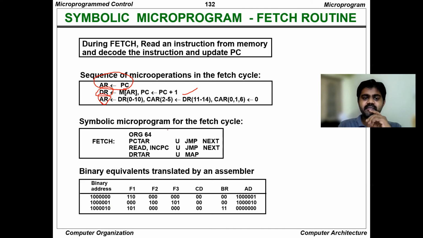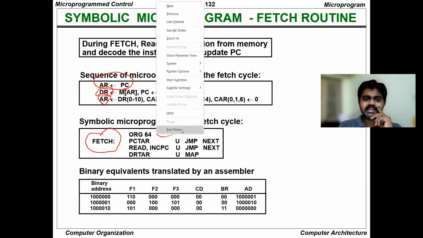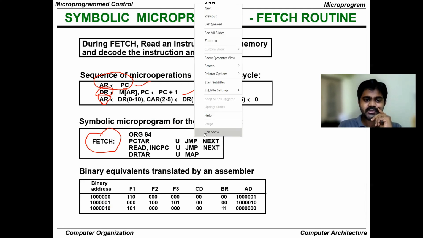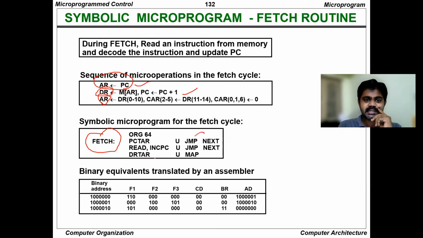So this is the symbolic microinstruction for the fetch cycle. ORG means origin. So it starts at 64, right? PC to AR, this is the first step. So first it starts at origin 64, PC to AR. Next is jump. Next it goes to the next location. So next is read. We are reading M of AR to DR, that is read, and we are incrementing PC. So read, comma, INC PC. INC PC means increment PC. Again next. Finally, DR to AR, that is mapping.